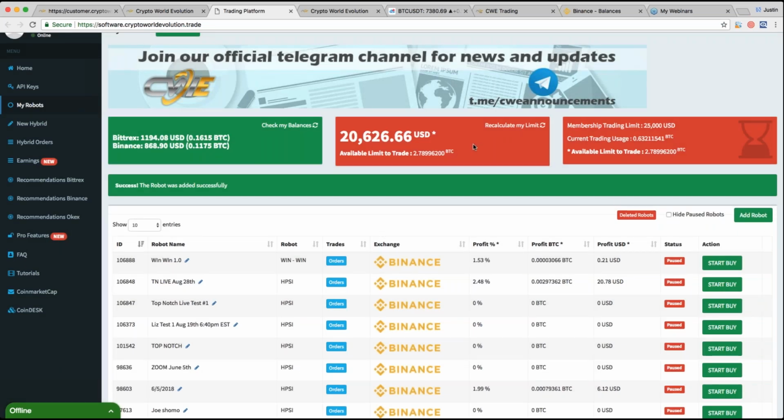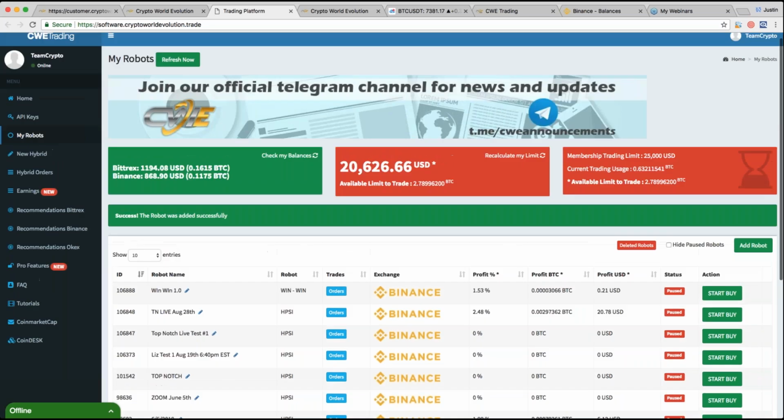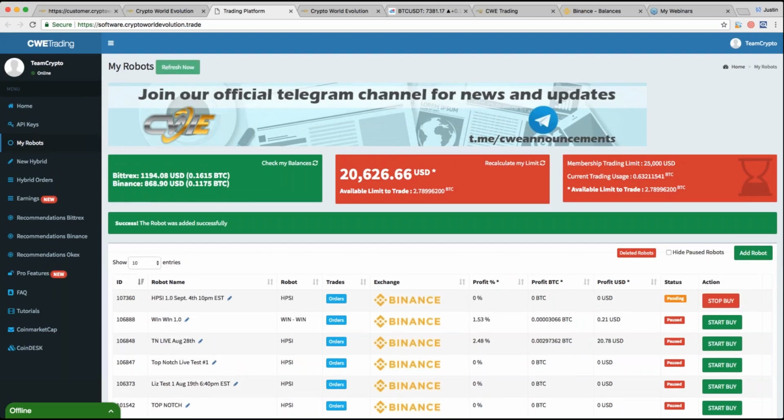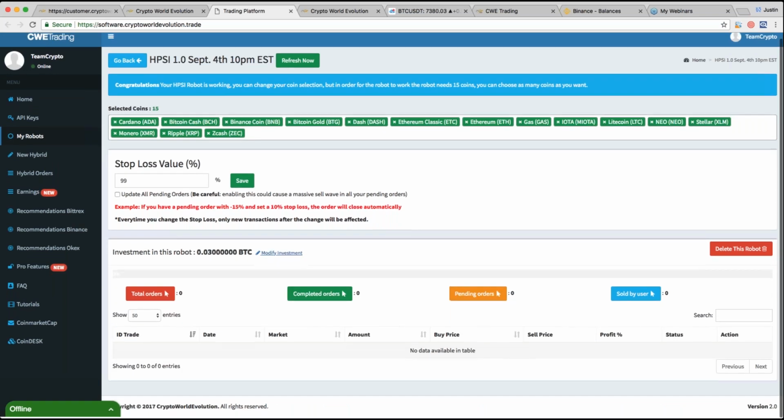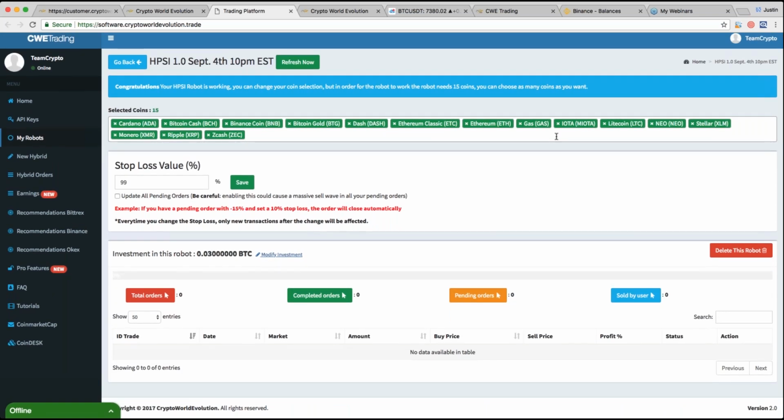All right, so now that I've done that, I'm going to refresh this. Okay, and now you see it right here. Here's the bot. So I'm going to go in here. It has the 15 top coins, and I'm going to explain to you all why I personally do this. Now you can do whatever way you want to.